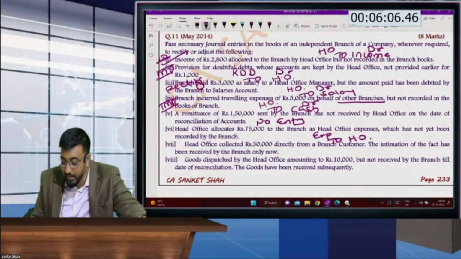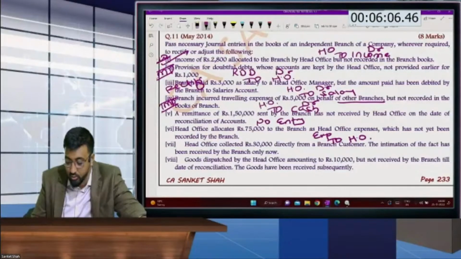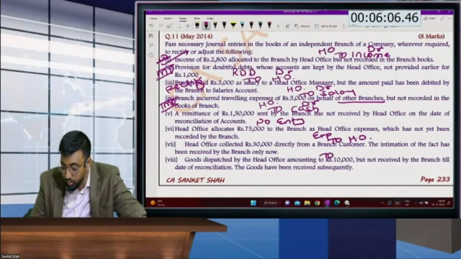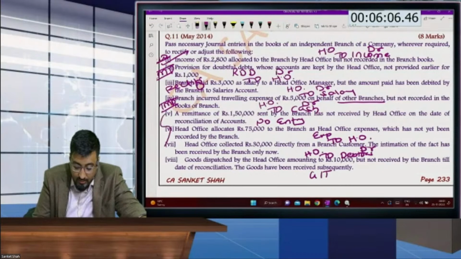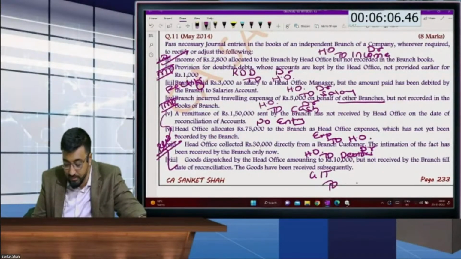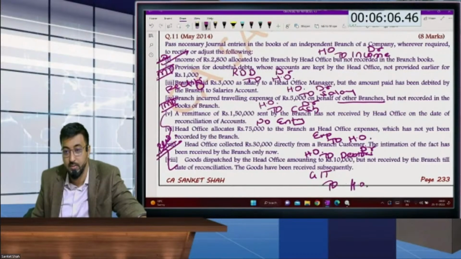Head office collected 30,000 directly from branch customer, but no intimation to the branch. Okay. So debtors, branch's debtors, and we will collect from the head office. Already done this entry. Goods dispatched by head office 10,000, but branch has not received this date. So all entries are RICO entries. So goods in transit account debit to head office. Goods in transit to head office.